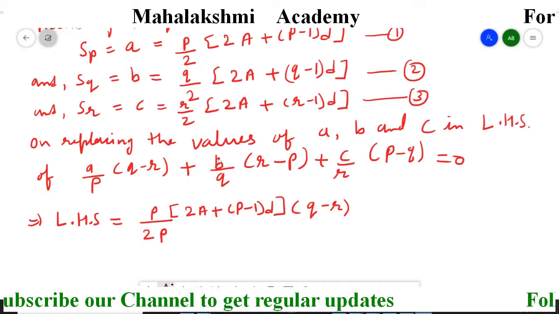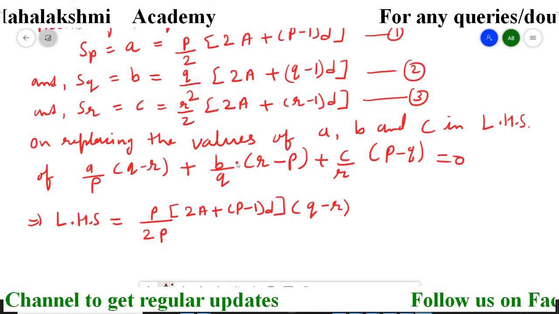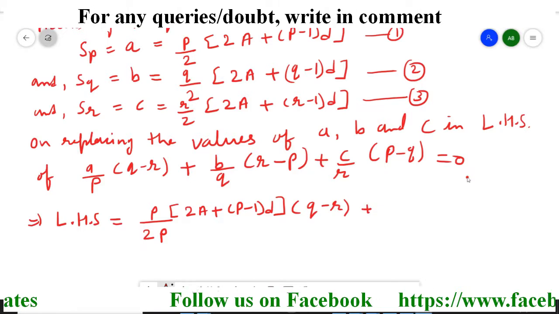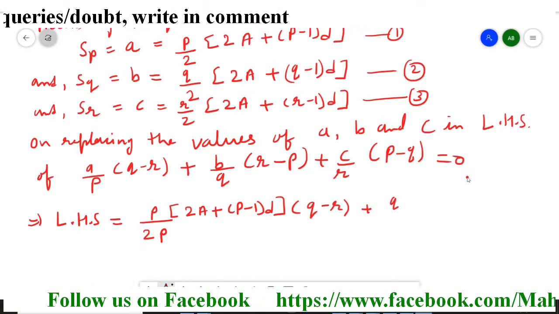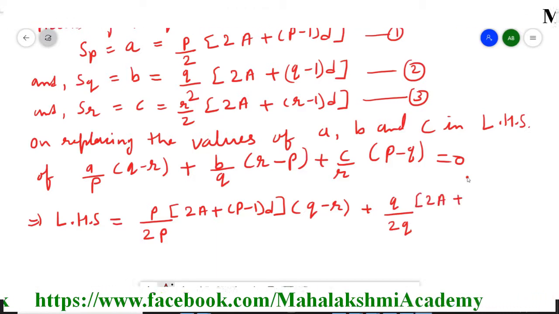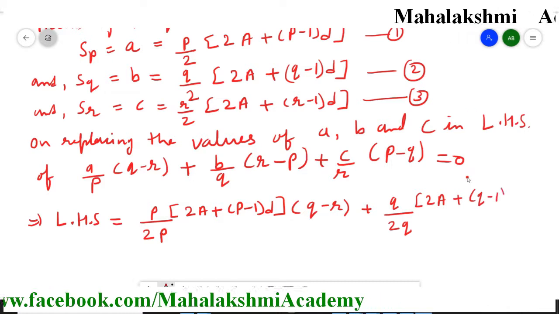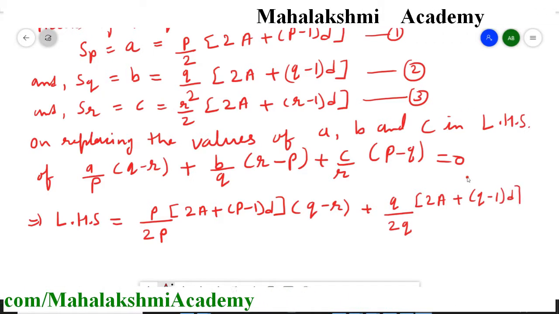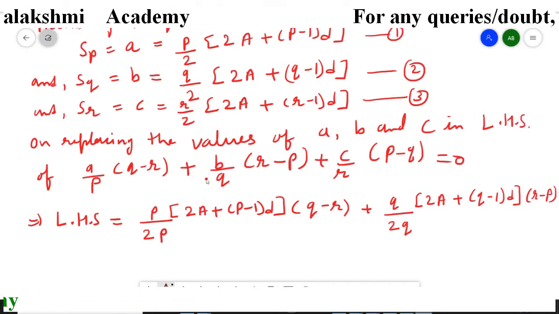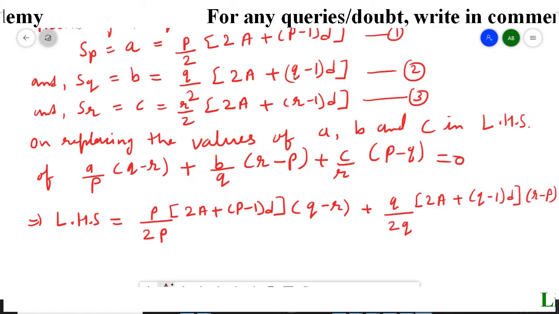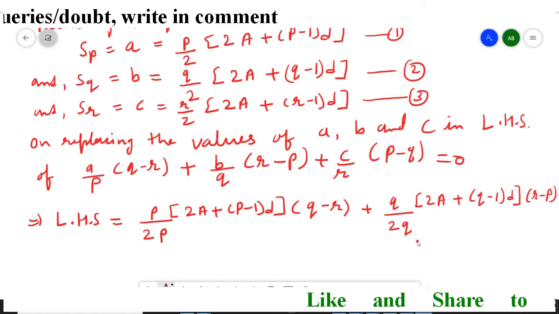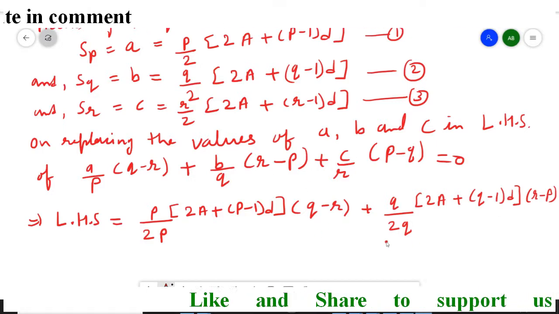Now in the same way, instead of B we have to replace its value here. So it will give us plus Q upon 2Q big bracket 2A plus Q minus 1 B then small bracket R minus P. So what we have done is, in this term instead of B, this is the value of B, so we replaced this value here. So this Q and this small bracket arrived here. Now only this term remains, so that we will write down.